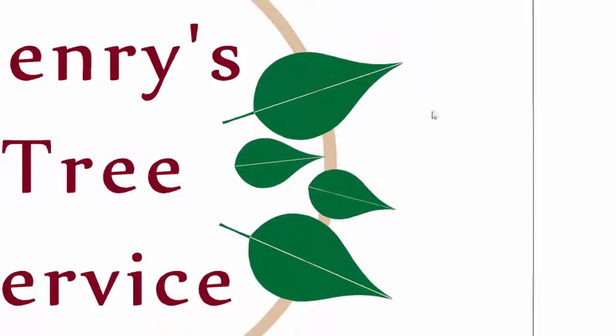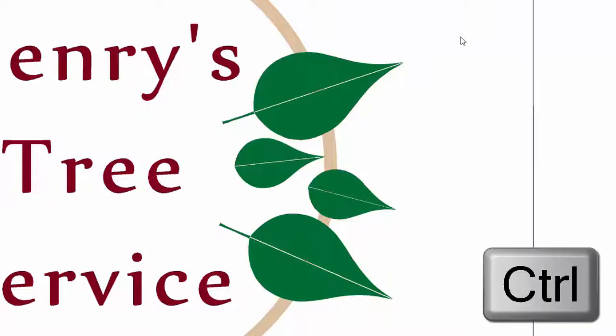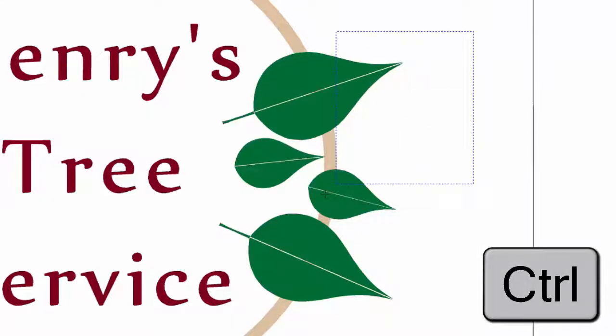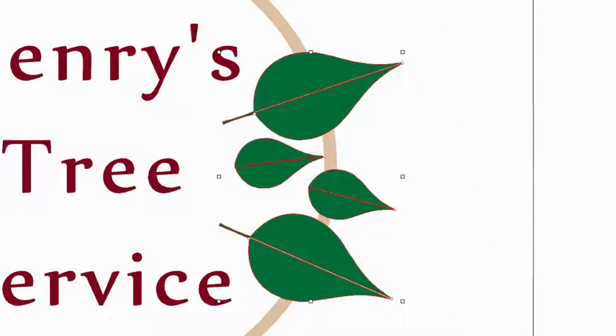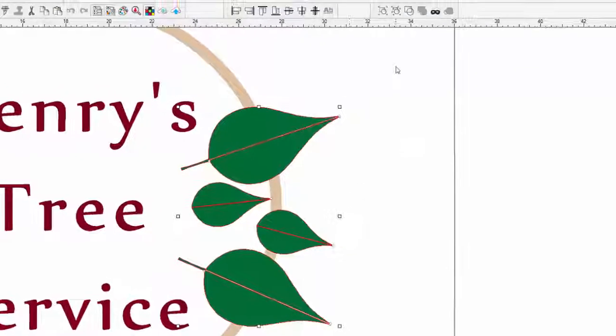We have this side of the leaves done. Let's select the leaves. We'll hold the Control key down and circle the leaves with the Select tool so that none of the other objects are selected, and group them by clicking on the Group button in the toolbar.